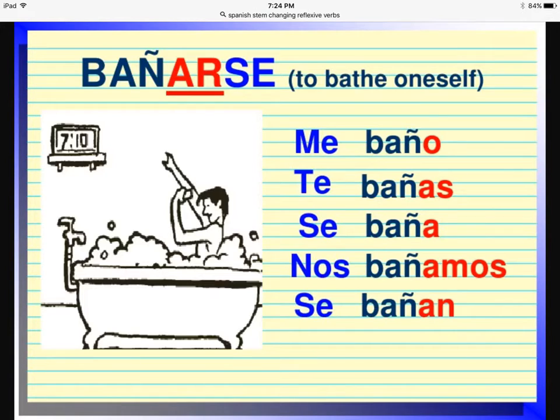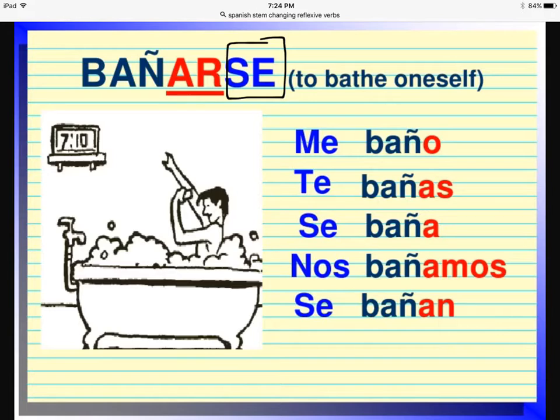Okay, so first of all, remember, reflexive verbs are verbs where the action is reflected back onto the doer, the subject of the sentence or the verb, the person who's doing the action. So, remember, you can always tell if a verb is reflexive because it'll end in se in the infinitive form. So, bañarse means to bathe oneself, and sometimes it can also mean to take a bath.